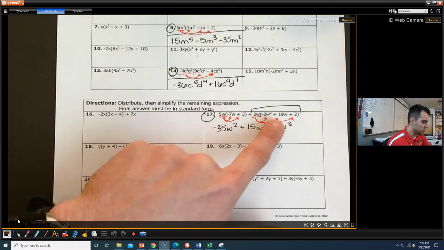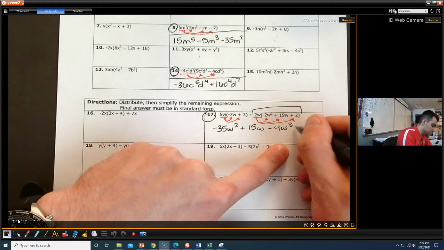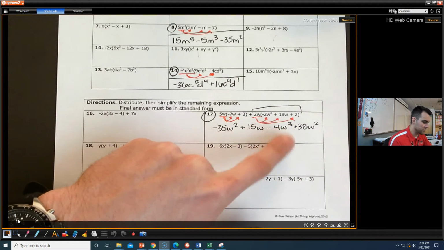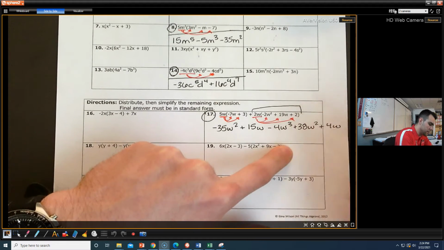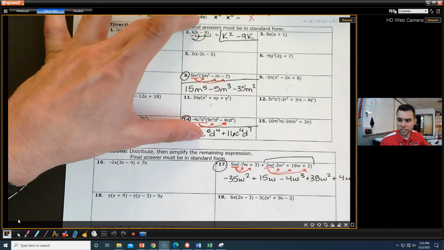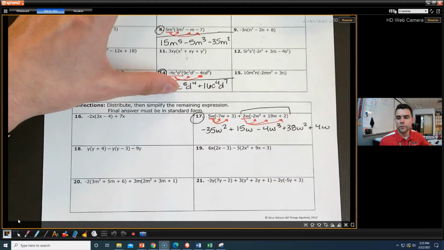I got 2w times 19w. 2 times 19 is 38. w times w is w squared. And 2w times 2 is just 4w. All right. Now, normally I would be done if it was just something like up here, but we can simplify this.